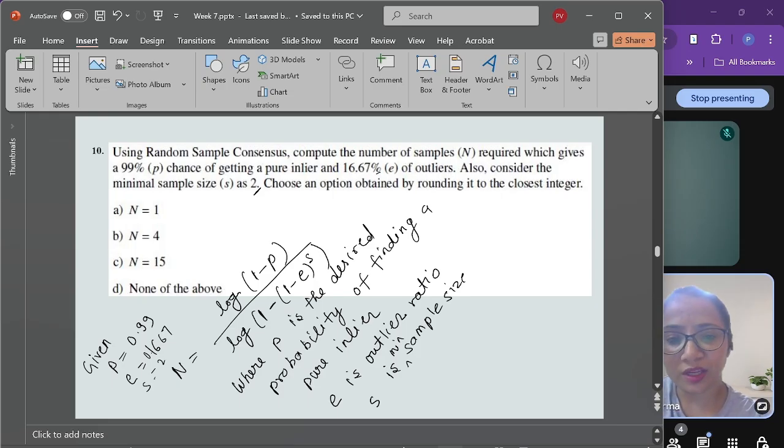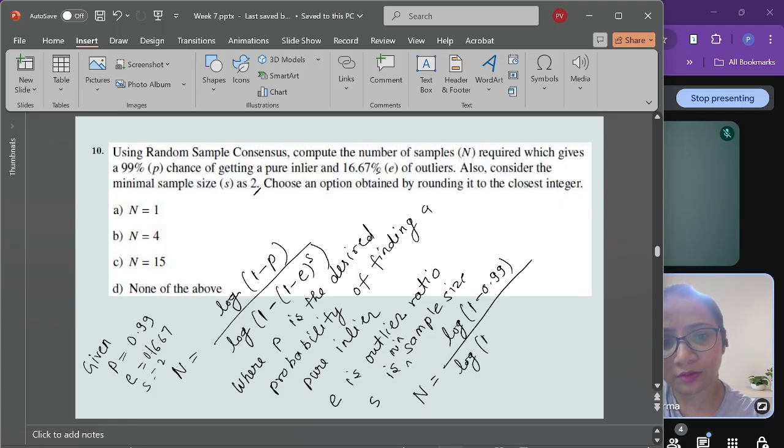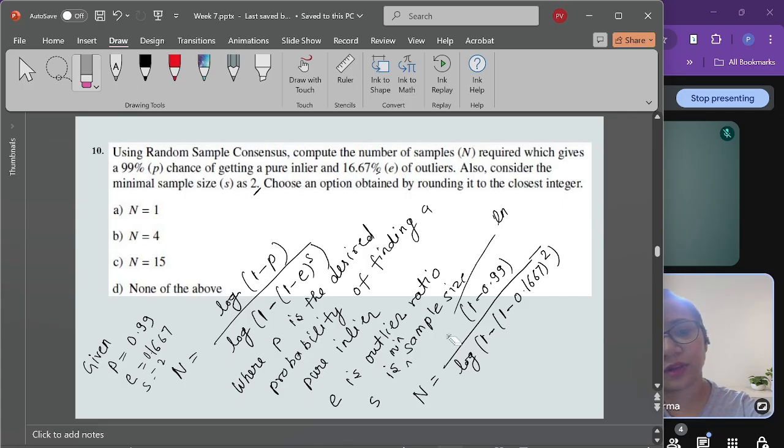Okay. Now put in this equation. So log 1 minus 0.99 divided by log 1 minus (1 minus 0.1667) whole square, this one. Okay, so here we have also taken natural log, that is ln, we need to take.